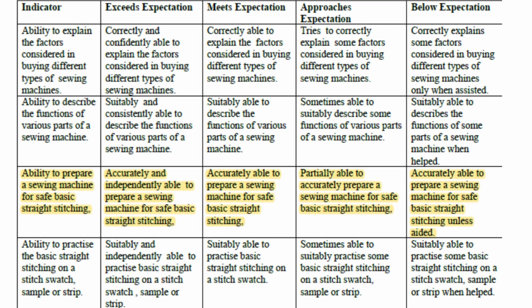In our case, the rubric stipulated in the curriculum outlines the levels of achievement for this particular learning outcome. These levels are highlighted in yellow in this image. For the below expectation indicator on the rubrics, the teacher can identify a struggling learner and help them prepare a sewing machine. Rubrics serve as a guide when creating learning activities that address different learning abilities.